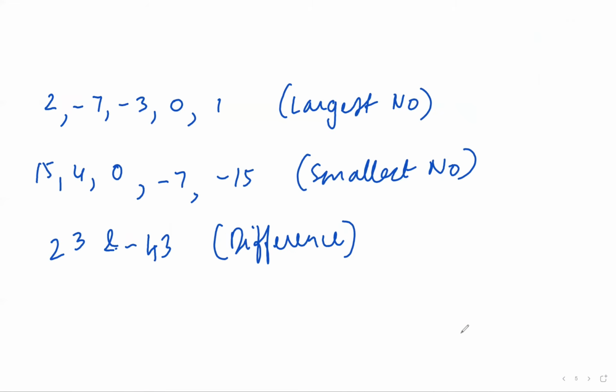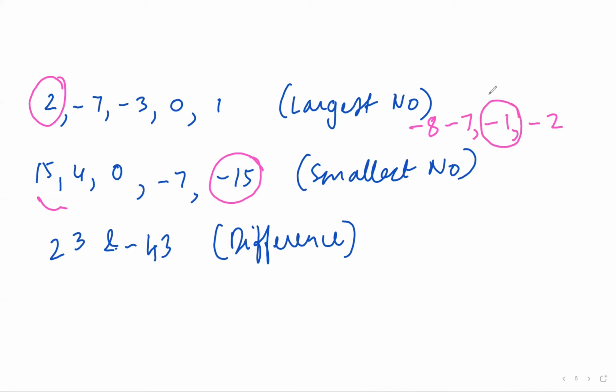Let's go further. This is very easy. What is the largest number over here? Definitely it will be a positive number, so it is positive 2. What is the smallest number over here? Definitely it will be the negative number, the number which is quite far away from 0. So it is negative 15, which is the smallest number. If I ask what is the greatest number over here, then definitely it is negative 1, because negative 1 is closer to 0. So that is the greatest number.